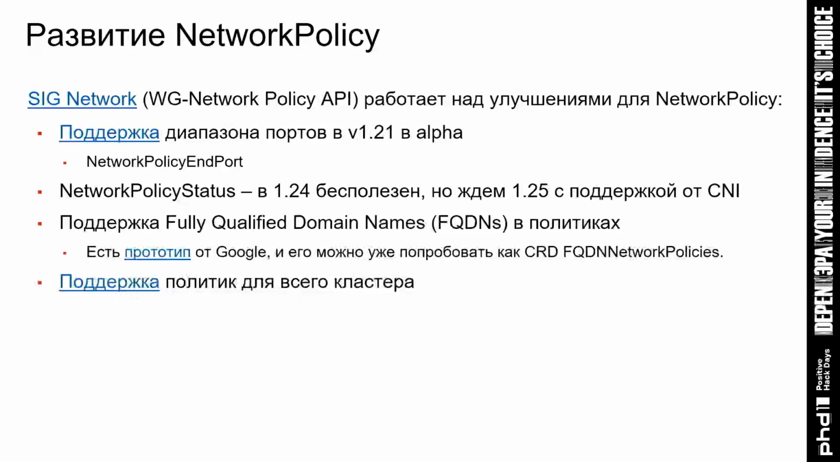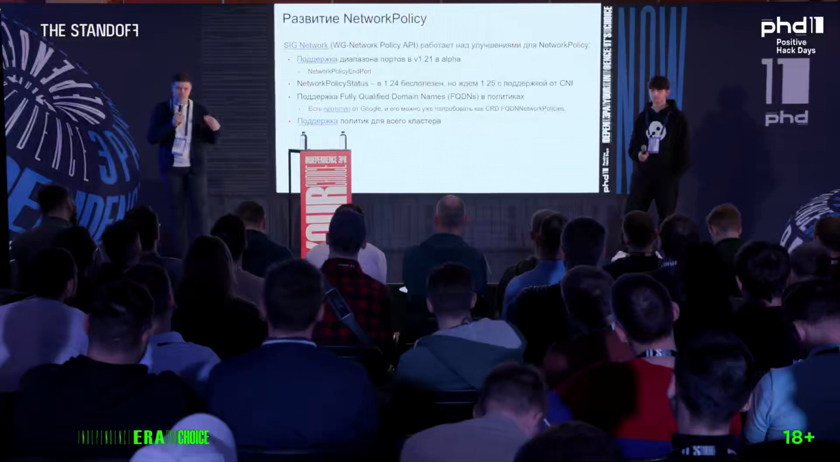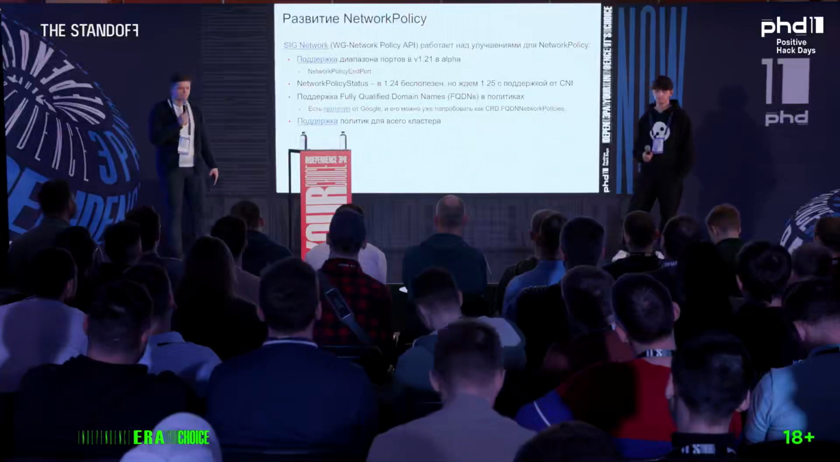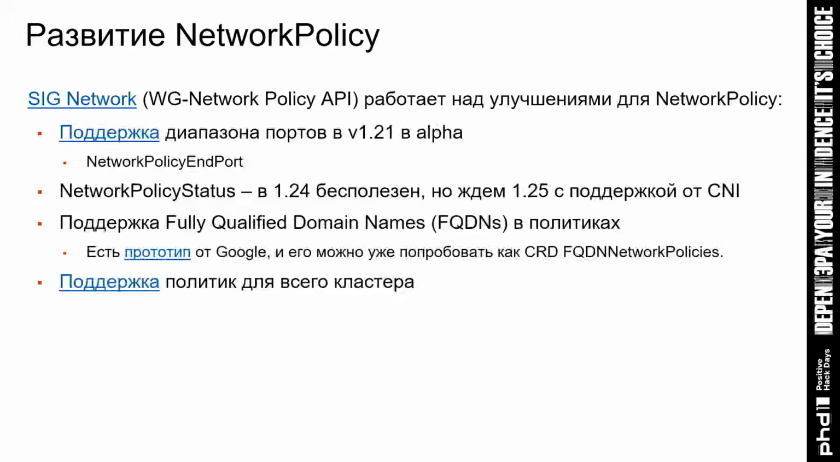Obviously, network policy keeps developing. Kubernetes community releases new versions and tries to make it better. And here on this slide, you can see what has already been made, what are the changes that they've introduced, and what is in their plan. There is a work group. It's called Network and Policy API SAG Network Group. They work specifically to develop network policy service in Kubernetes.